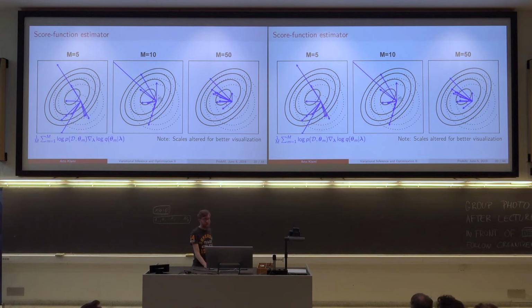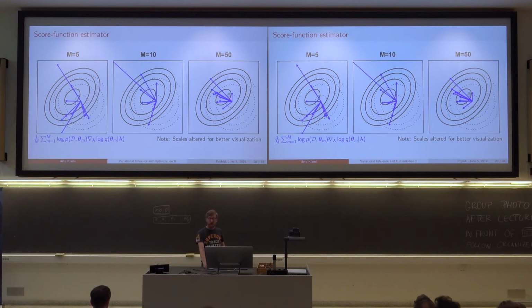If I increase m to 10, yeah, still a few cases that happen to point in a completely bad direction. M equals 50 starts to look like a reasonable thing. So you need to draw a large number of samples from the approximation to be able to estimate even this very simple gradient.